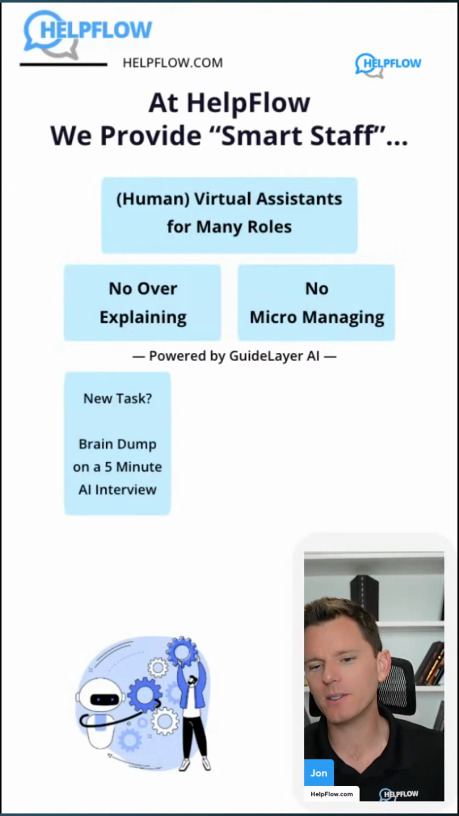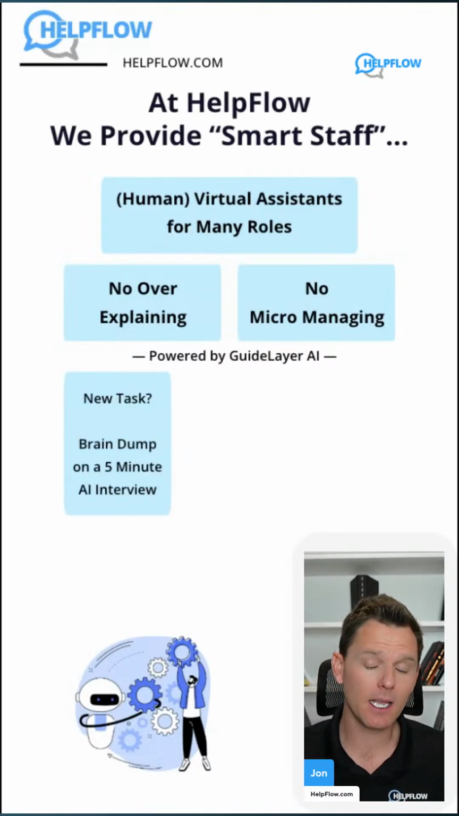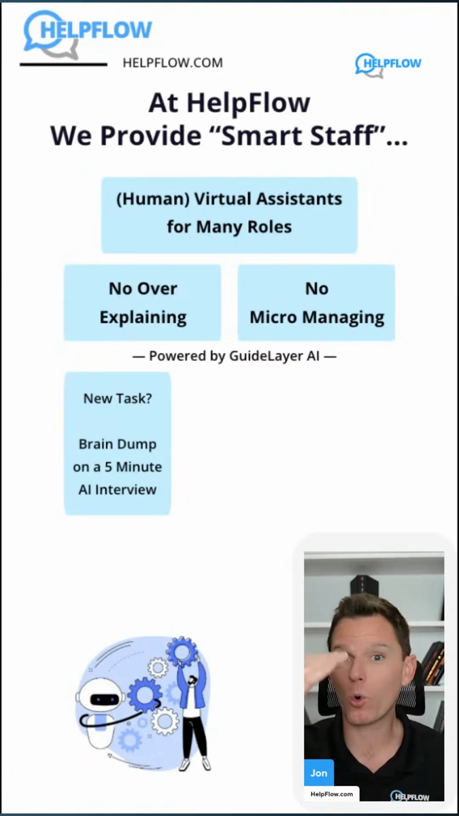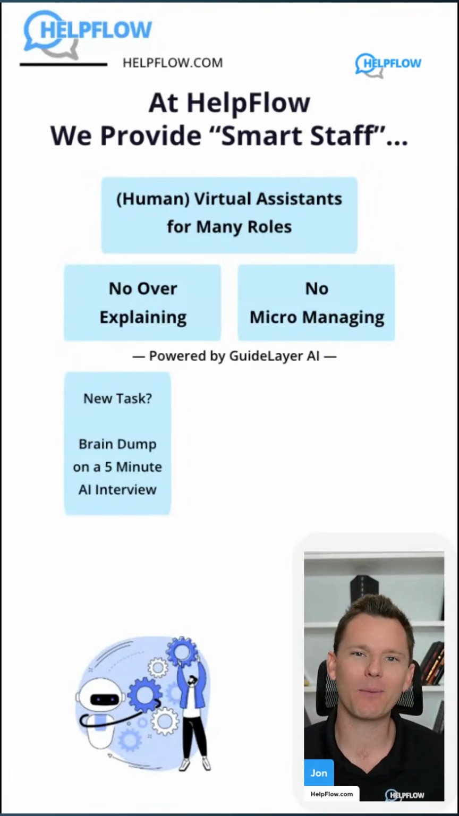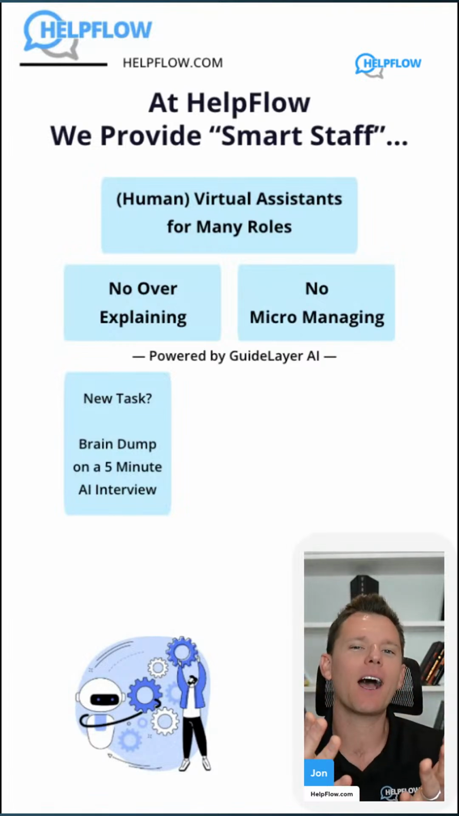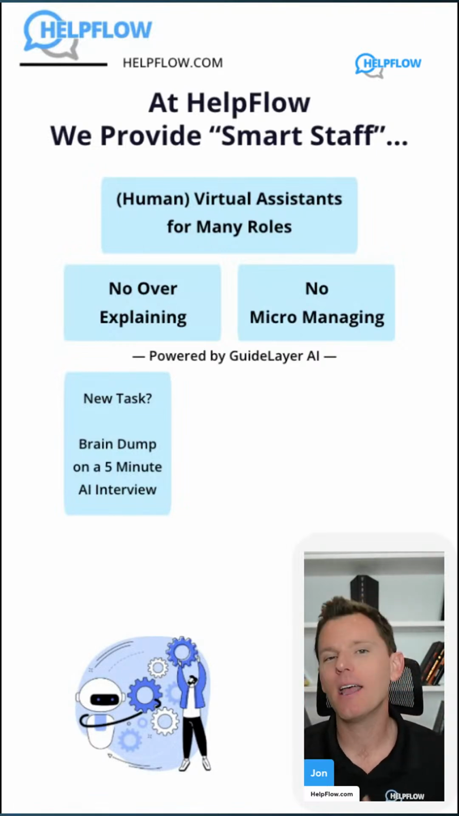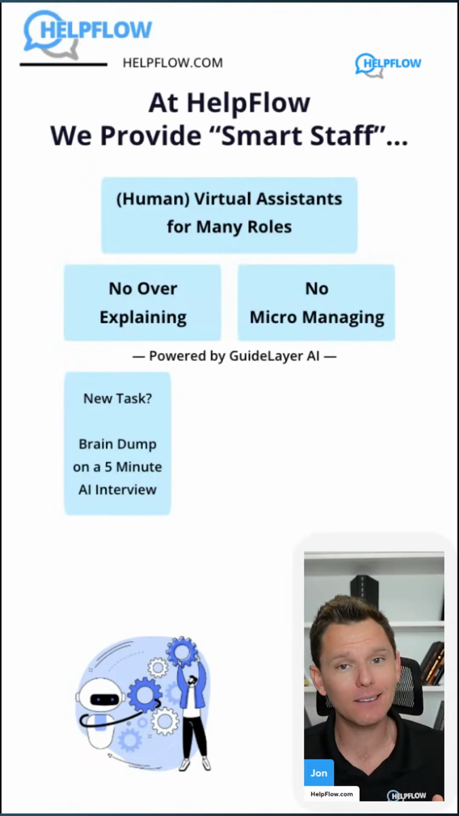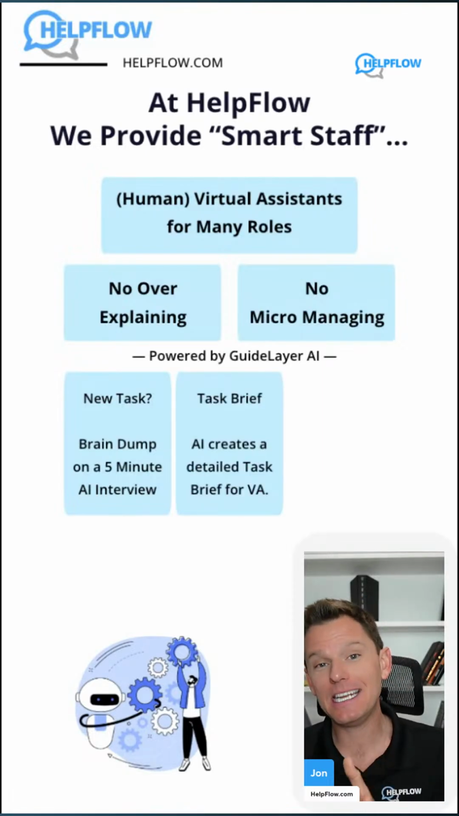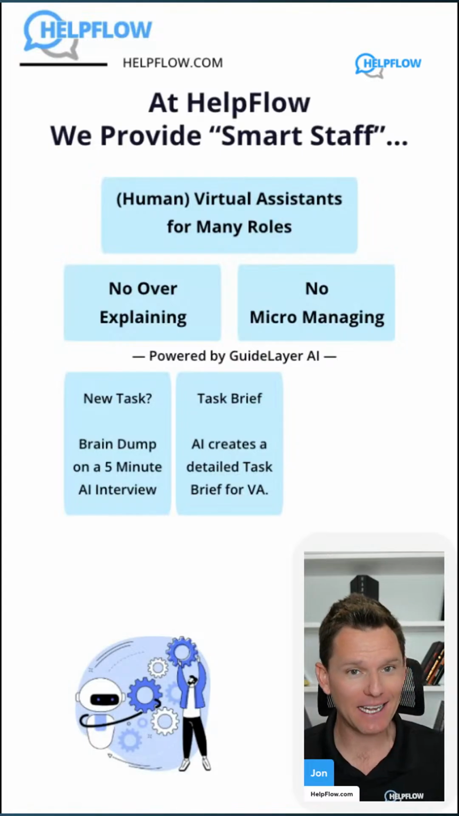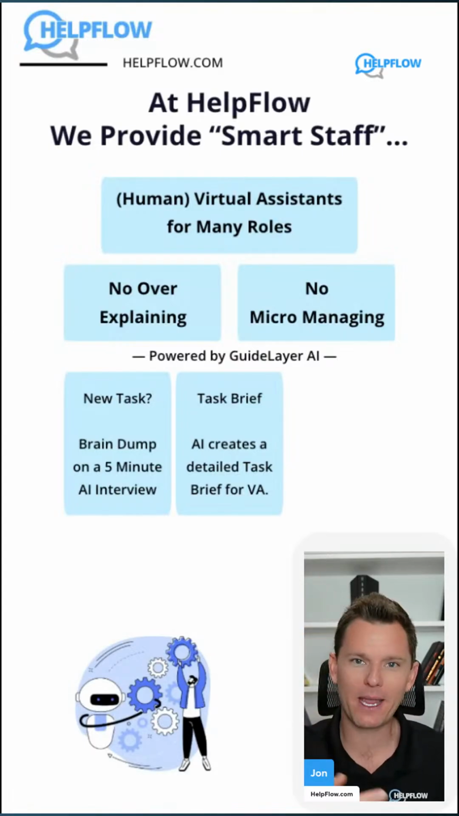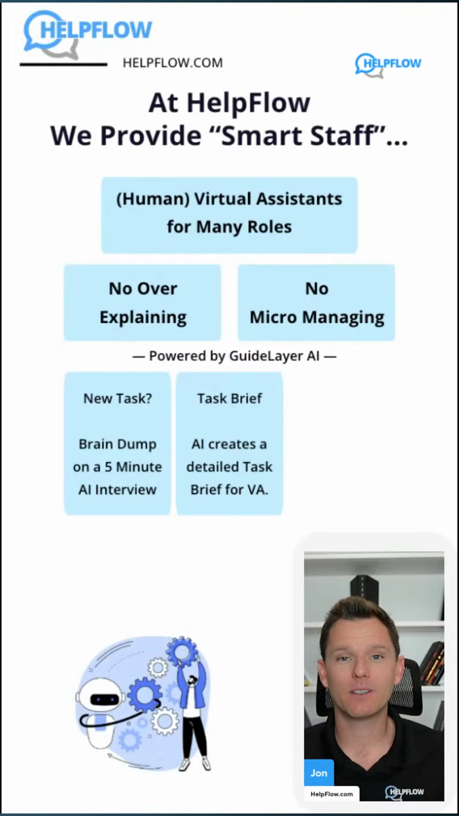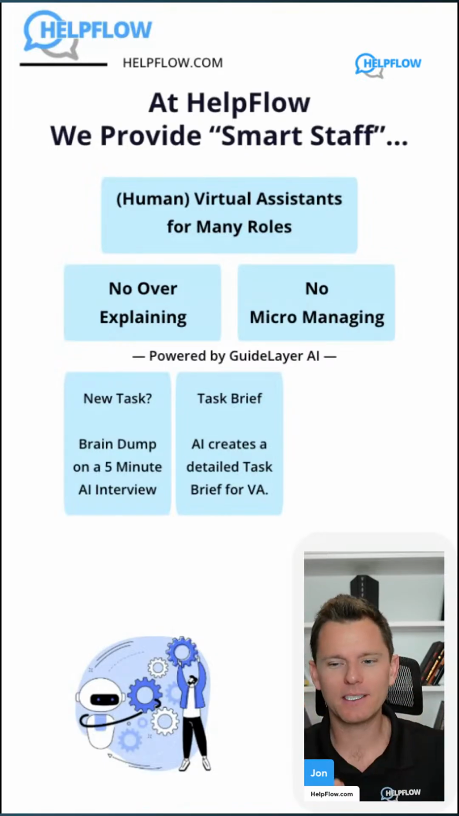One of the ways that we use AI effectively with our team and with our clients is when you have a new task, rather than typing everything out or recording long videos or creating a procedure manual, you just brain dump it to AI. You basically have a conversation with AI, tell it what you want done. It's going to interview you about that task, and then it's going to create a detailed task brief. So the detailed task brief or the procedure manual or whatever you want to call it is created by AI. You just brain dump it, and then AI creates the task brief.